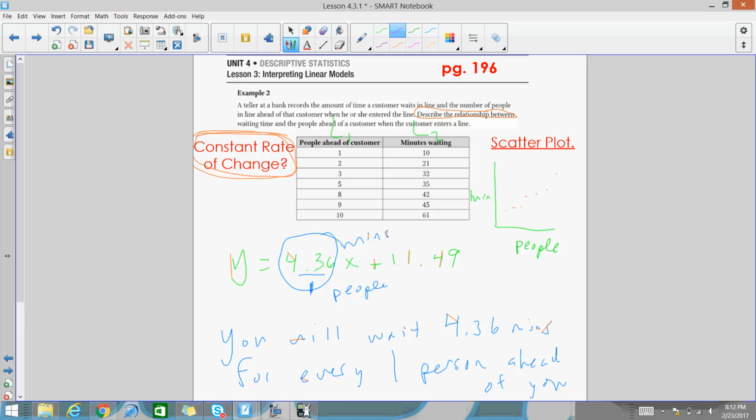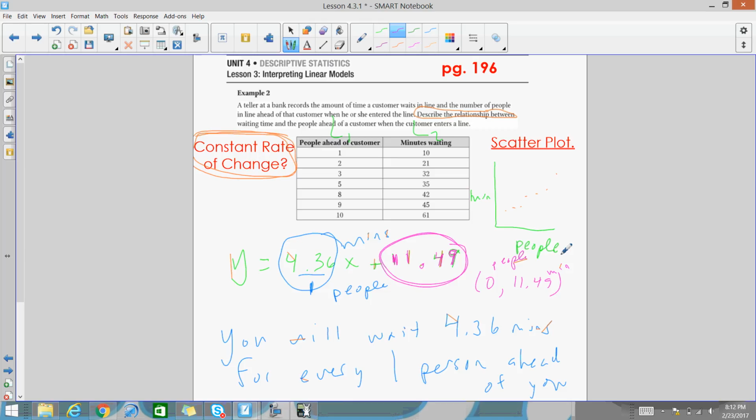Now, this is interesting. Look at this. See this 11.49? Now, this is your y-intercept. This is where you start at. Now, this is 0, 11.49. Which means 0 is 0 people, and you're going to have to wait for 11.49 minutes. Does that make sense? If you went to a bank, if you went anywhere, does it make sense for you to have to wait 11.49 minutes if no one's ahead of you?